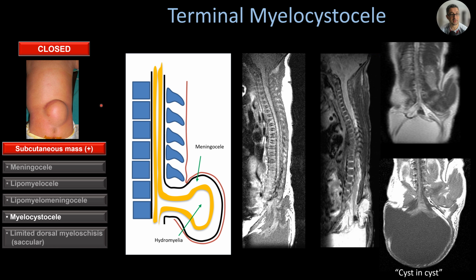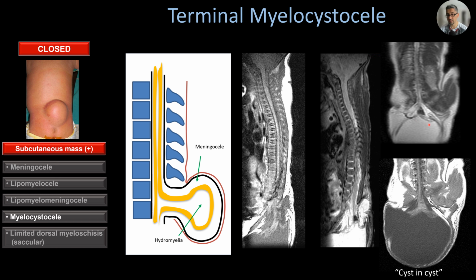The next item in the group of closed spinal dysraphisms with subcutaneous mass is myelocystocele. In myelocystocele, there is herniation of the dural sac through the bony defect covered with skin, but there is also herniation of the central spinal canal. So there are two different compartments filled with CSF. One is the central spinal canal, hydromyelia, one is the subarachnoid spaces, meningocele. They can be proximal or terminal distally located, and in this one you can see a terminal one distally located.